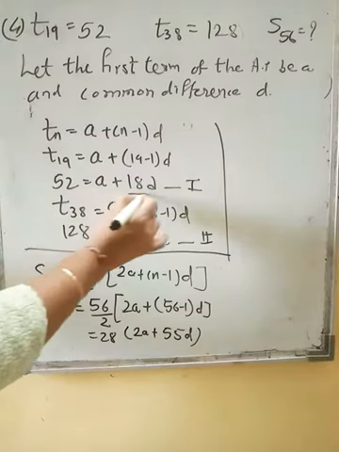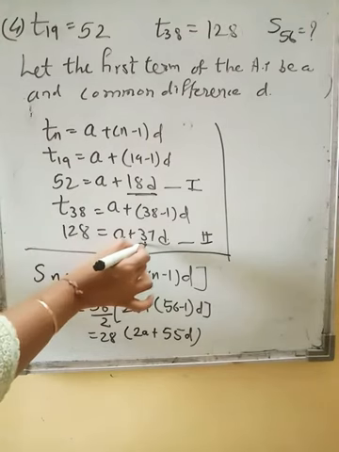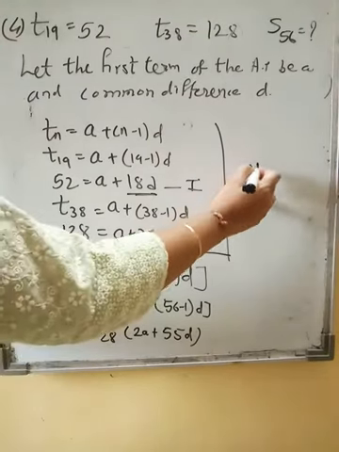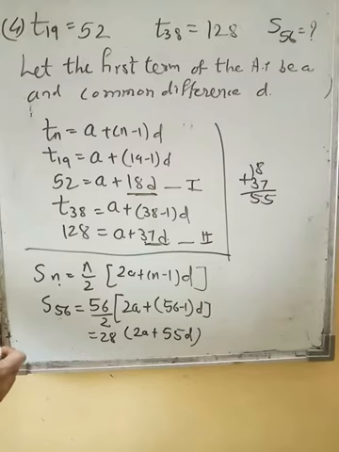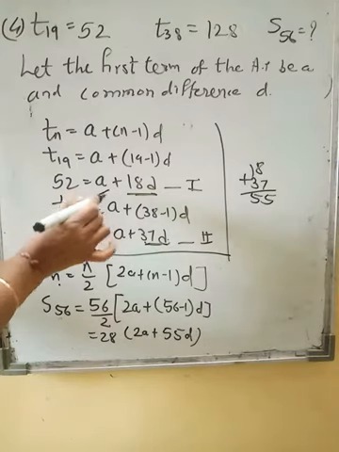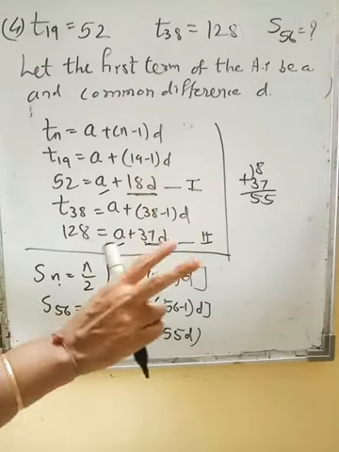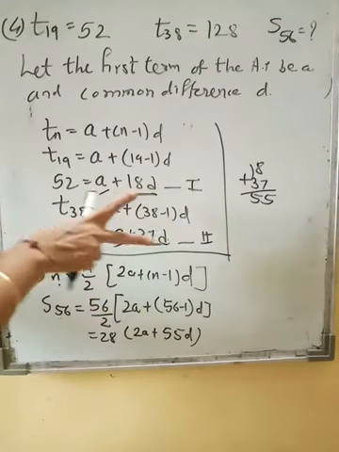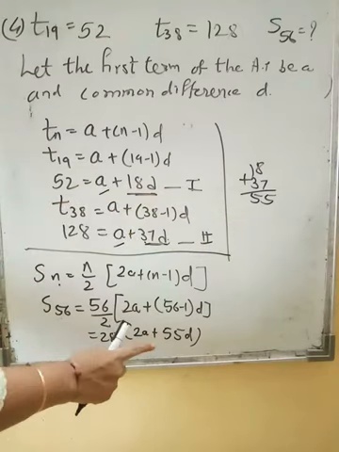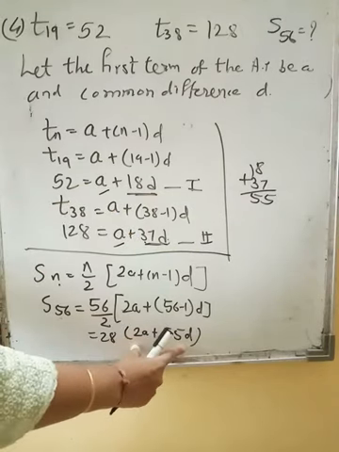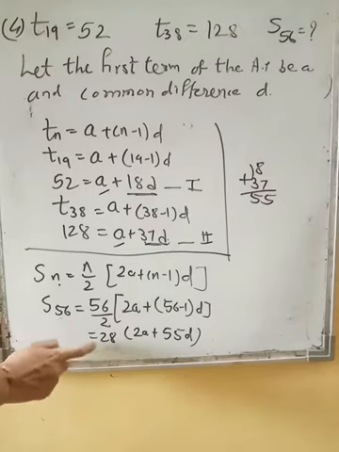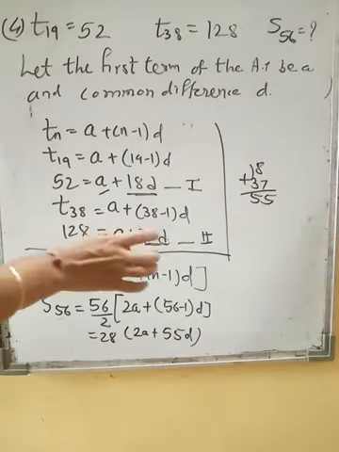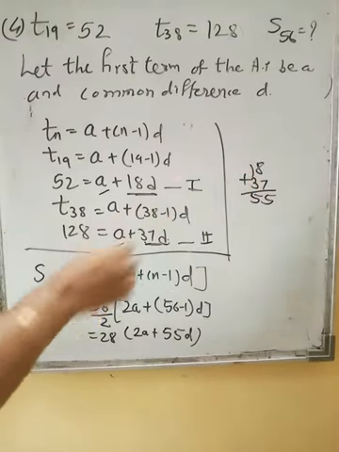Here I have 18d. Here I have 37d. What is 18 plus 37? 55. What is a plus a? 2a. So if I add 1 and 2, what will I get? 2a plus 55d, which is this term. So instead of finding what a is, what d is and then doing it, I can directly add 1 and 2 and I can use that result here. So in between, after doing this step, the next step will be adding 1 and 2.